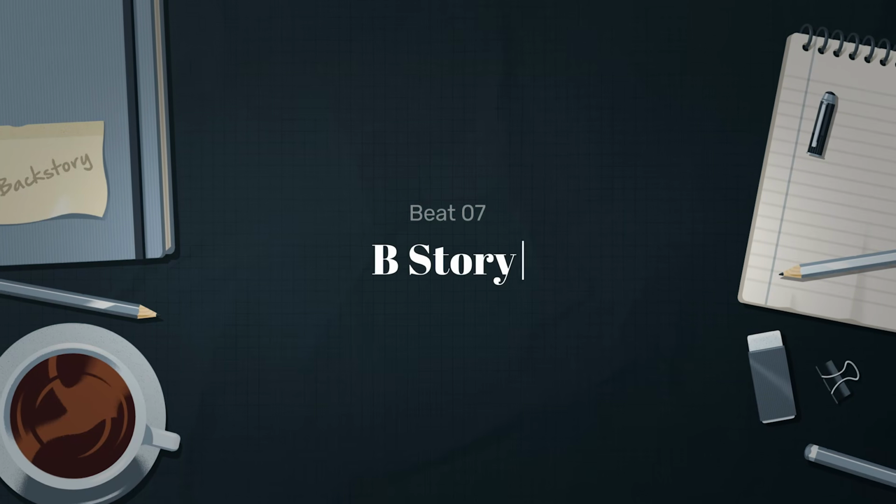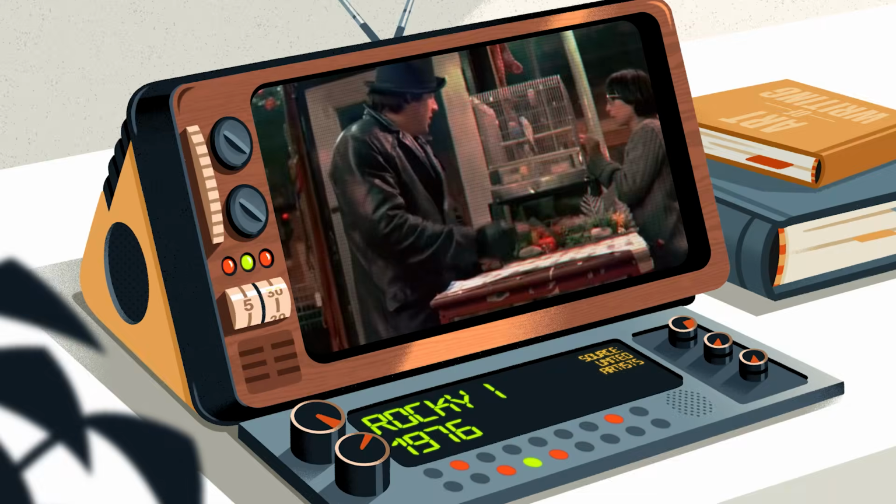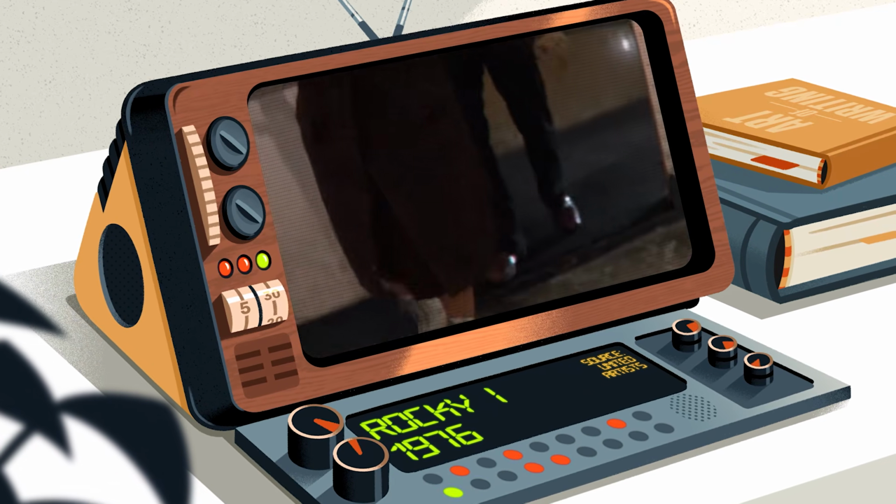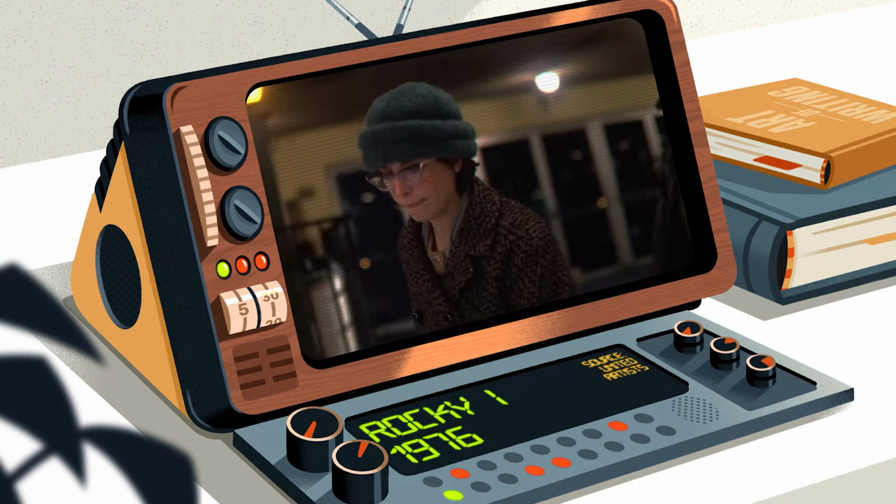Beat 7, the B story. This is the B story, a subplot often involving a supporting character who helps our protagonist to grow. This is another one that represents a stretch of story that undergirds a lot of the other beats. In Rocky, the B story is our hero's blossoming relationship with Adrian, a meek wallflower and the sister of his drunken pal Paulie.